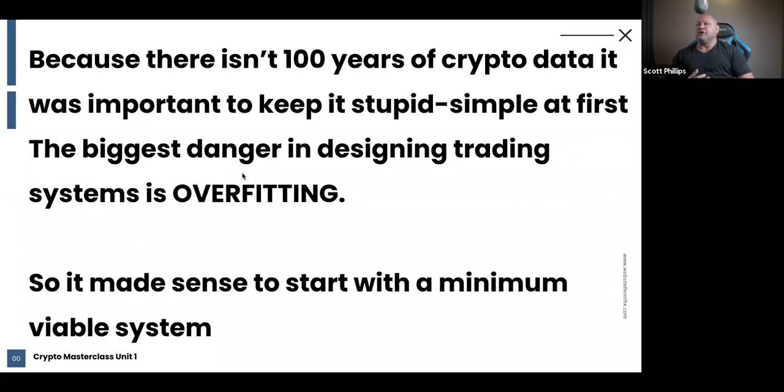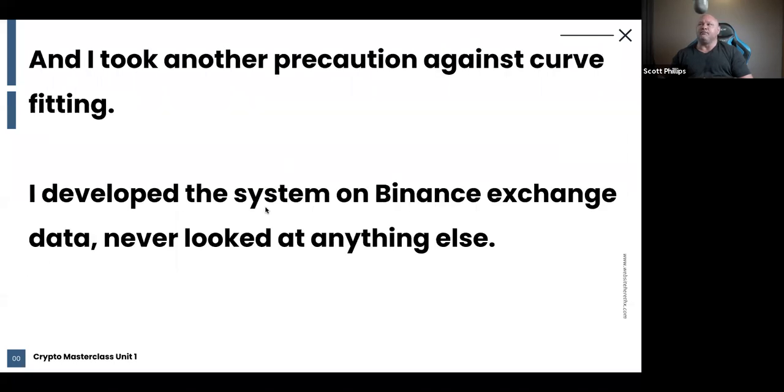And because there isn't 100 years of crypto data, it's important to keep it stupid simple. And the biggest danger in designing trading systems is always overfitting. So it makes total sense to start with a minimum system. And so I took another precaution against curve fitting. And that's the big danger, right?